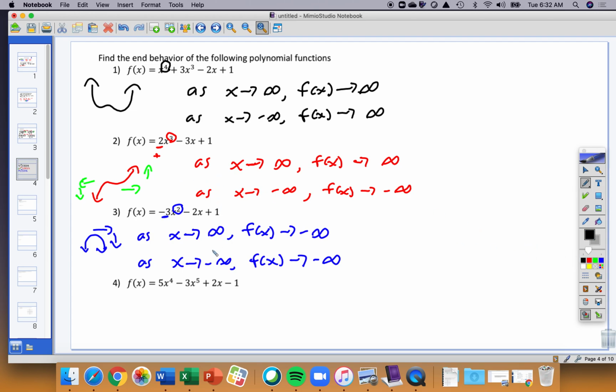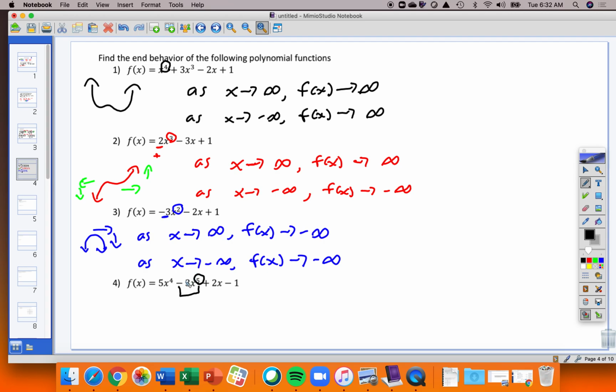And lastly, I have an even degree. No, I don't. So here, my highest degree is not 4. All of these were in descending order, but this one I tried fooling you. The highest degree is actually 5. So this is the value that will dictate my end behavior.